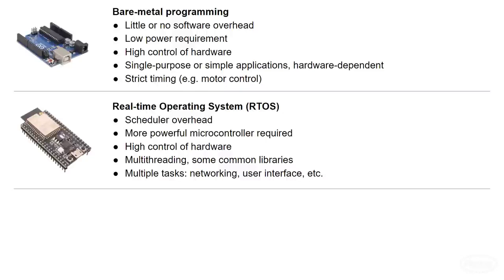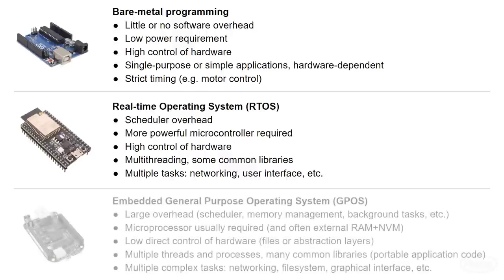Having a scheduler opens up the possibility of multi-threading. That allows you to run several tasks concurrently, which is useful for things like networking and user interfaces. Additionally, you can still meet strict timing deadlines with a hard real-time operating system or through hardware timers.